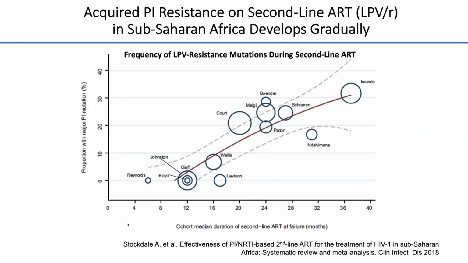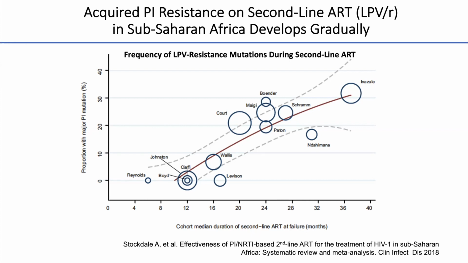The most recent experience with PI resistance comes from second-line therapy in low and middle-income countries where patients receive boosted lopinavir in combination with NRTIs that are often compromised as a result of resistance that developed during initial therapy. This figure from a systematic review shows that PI resistance mutations are uncommon in studies that looked at patients after 1 year of therapy. But in studies that looked at patients after 2 years or longer of therapy, emergent PI resistance reaches about 20% of patients.